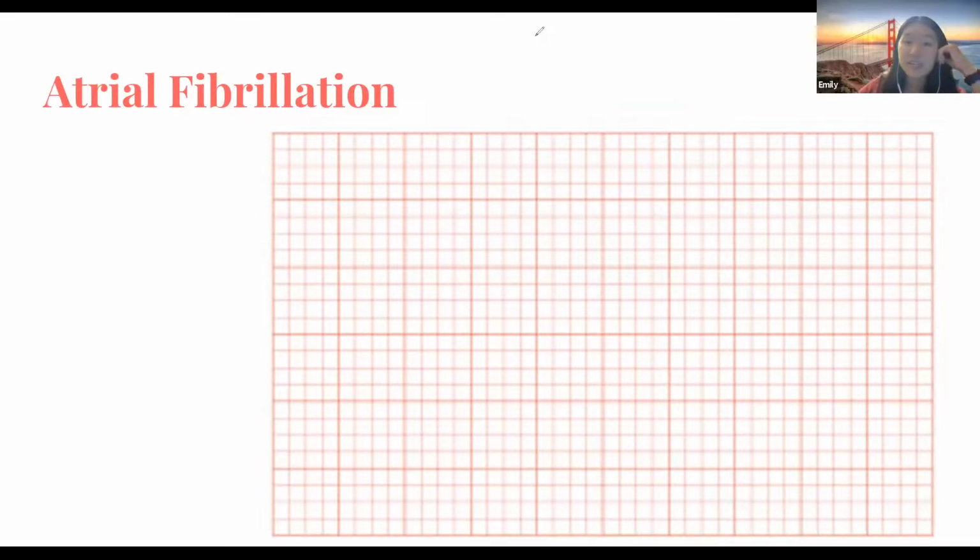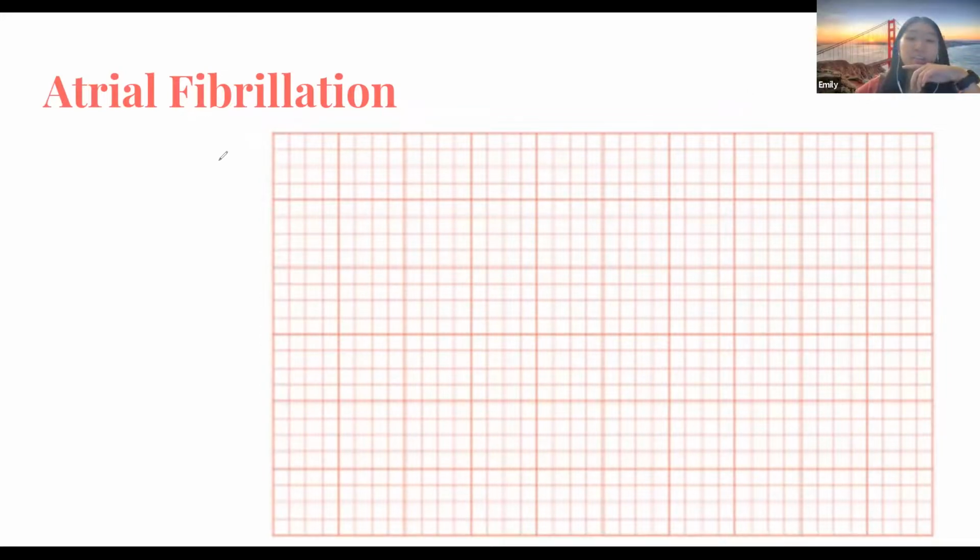You can type it in the chat or speak it out loud. Does anyone remember what an atrium is? Remember, it's part of the heart. So remember, we have 4 chambers of the heart. 2 of them are atria. So where the blood enters the heart? Yeah, it is where the blood enters the heart.